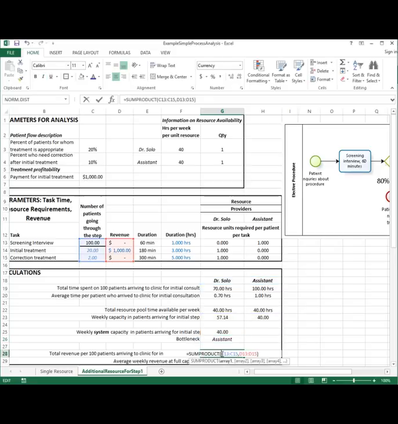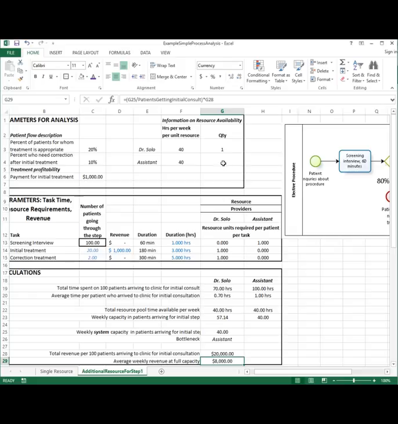And now what is my total revenue per 100 patients? I'm using sum product again. So nothing from the initial interview, $1,000 from the 20 patients that go through the initial treatment, and nothing from the patients who need correction. And then what is my average weekly revenue if I do it at full capacity? It's my full capacity per week divided by 100 patients times 20,000. So that gives me $8,000.